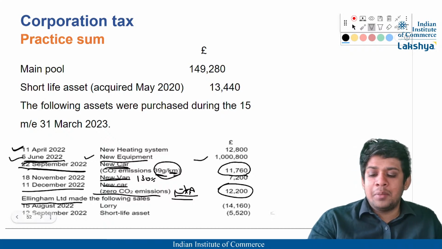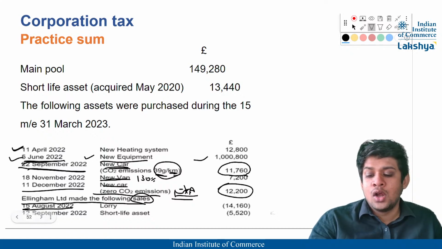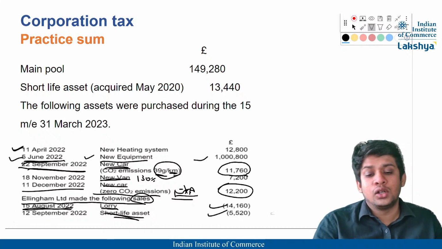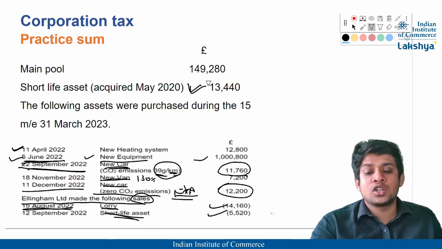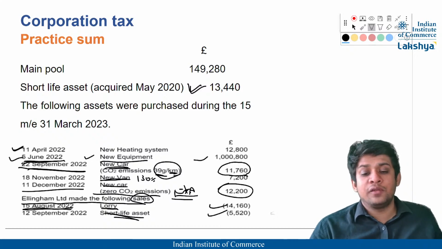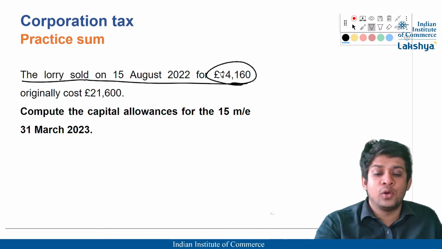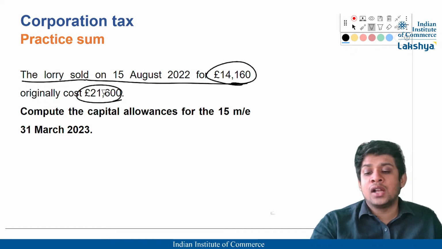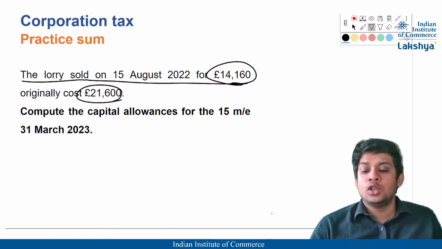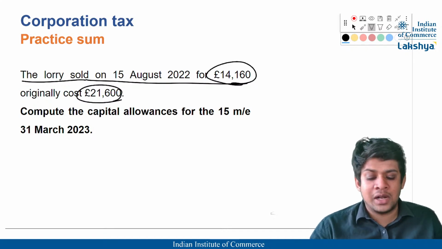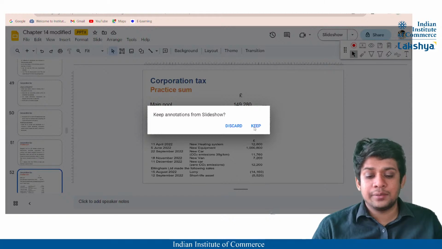Okay. Ellingham Limited made the following sales. So that means they sold an asset on 15th August during the year. They sold a lorry for 14,160 and they sold the short life asset that was there for 5,520. Right. At the start of the year, the short life asset had a main pool balance of 13,440. Okay. The lorry was sold for 14,160 pounds which originally had a cost of 21,600 pounds. You have to compute the capital allowances for the 15-month period ended 31st March 2023. So let's get started, guys.